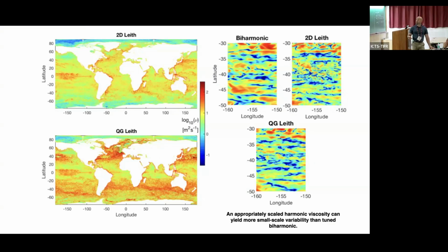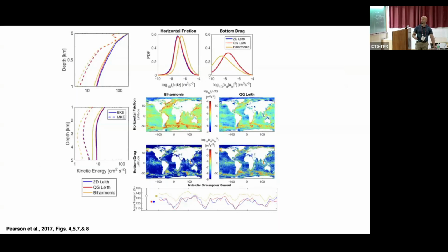What was really surprising is that, again, we're claiming that this is an appropriate way to scale viscosity for these types of models. And it turns out that you can actually get smaller scale structures using this approach with harmonic operators than you can with biharmonic operators that are tuned naively. That should not necessarily be the case. Biharmonic operators operate at wave number to the 4th or higher, whereas this only operates at wave number squared. So you'd think that it would be reversed, but it's kind of neat to know that appropriate tuning does this.